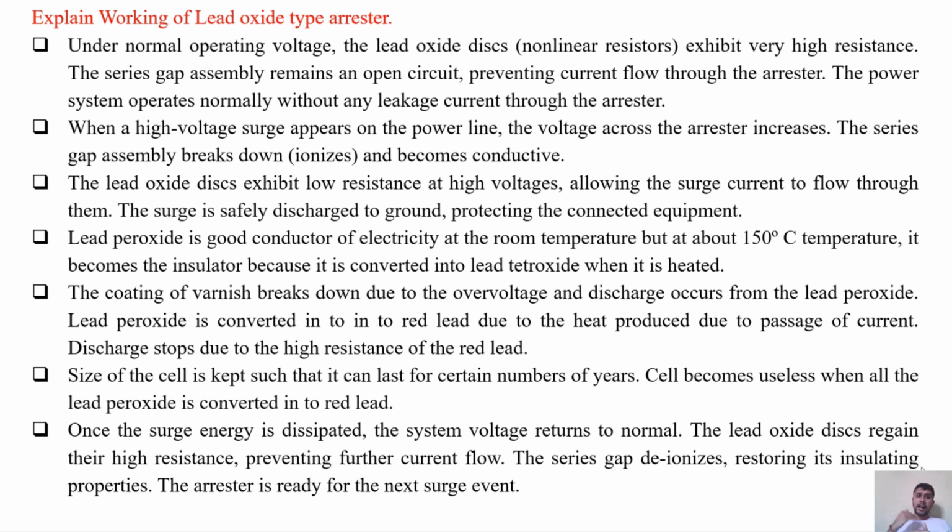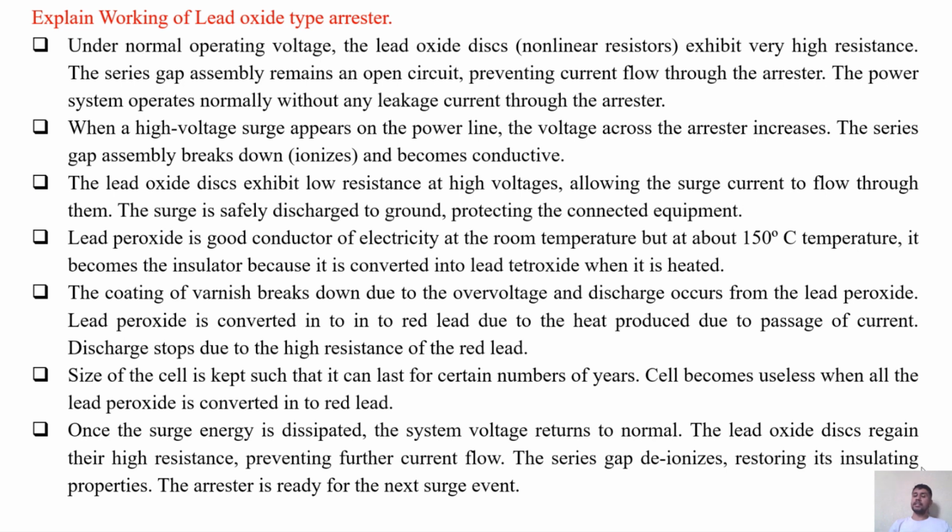Now, when a high voltage surge appears on the power line, the voltage across the arrestor increases. The series gap assembly breaks down, meaning it ionizes and becomes conductive. The lead oxide disc exhibits a low resistance at high voltages, allowing the surge current to flow through the arrestor. The surge is safely discharged to ground, protecting the connected equipment.